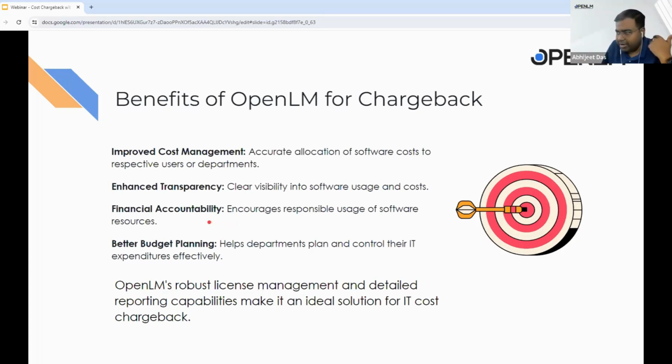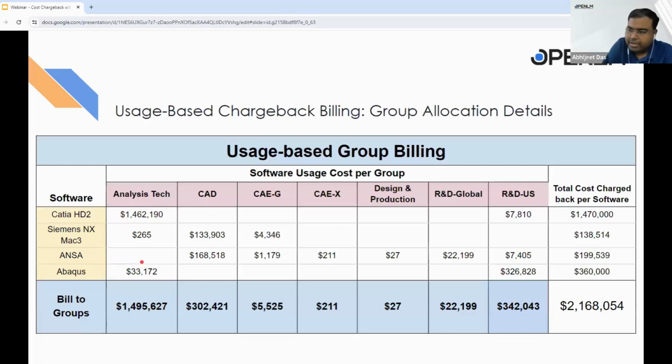Financial accountability: it encourages responsible usage of software, because the users will also understand that they will have to use the software very optimally, else they will end up paying for not using the software, right? Then you get better budget planning. This helps the departments to plan and control their IT expenditure effectively, because each of these departments or groups will know that I have spent this much in the first half of the year, and this is how much I need to allocate for the rest of the year or maybe for the next financial year.